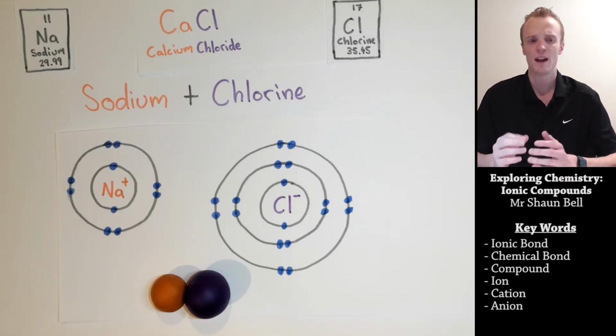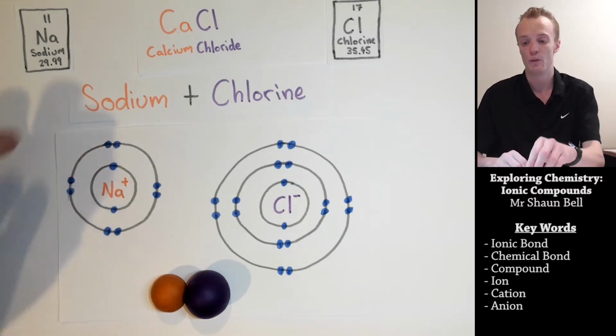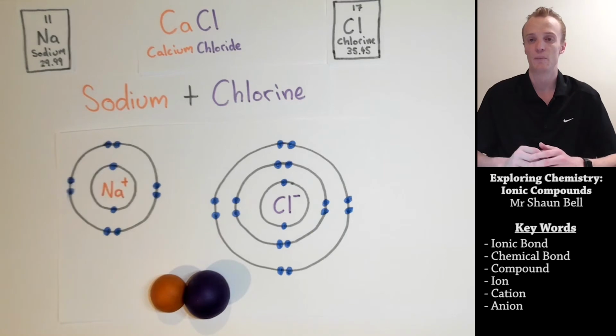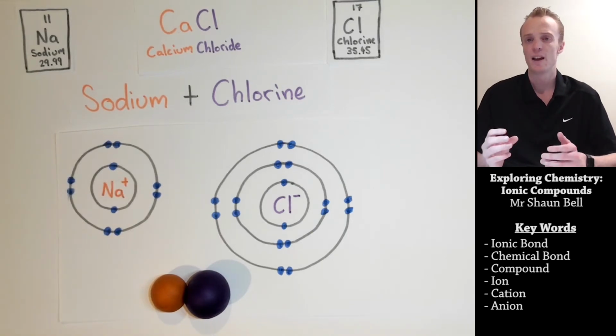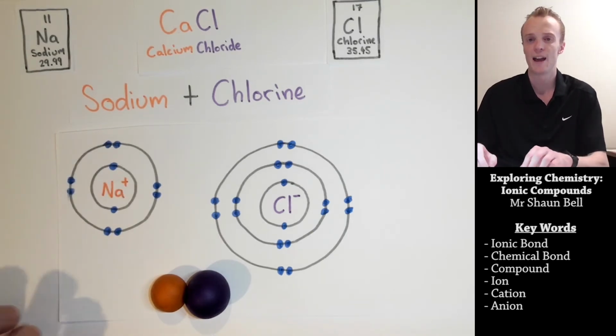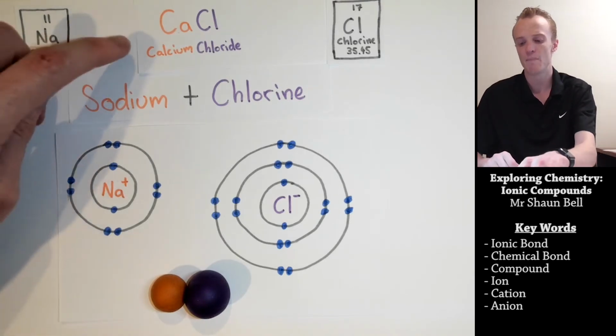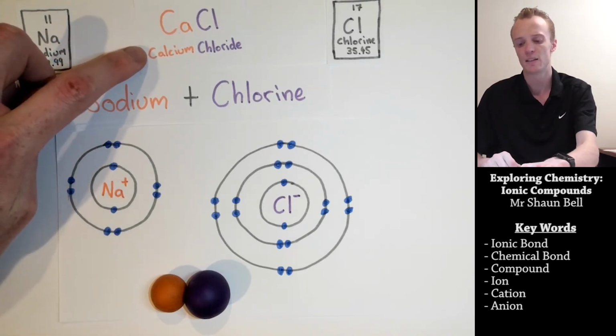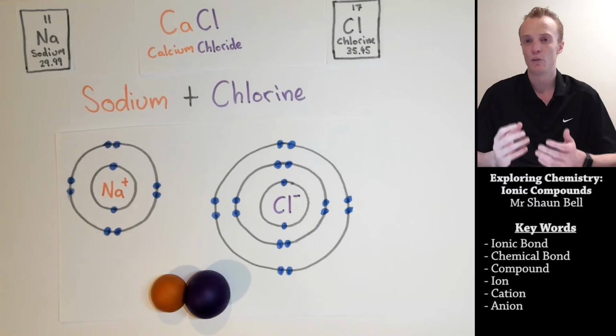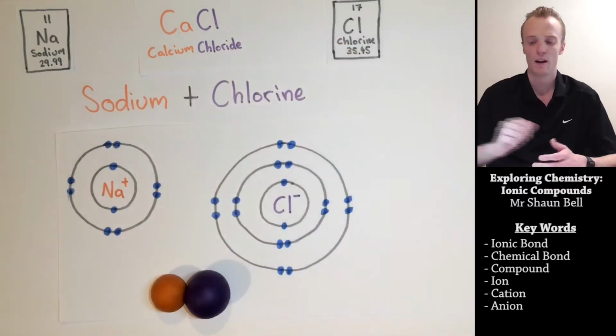Now, when it comes to naming an ionic compound, we always start with the cation or the metal of the two elements first, and then name it with the non-metal or the anion. So in this case, our metal or our cation is calcium, and our anion or non-metal is chloride.